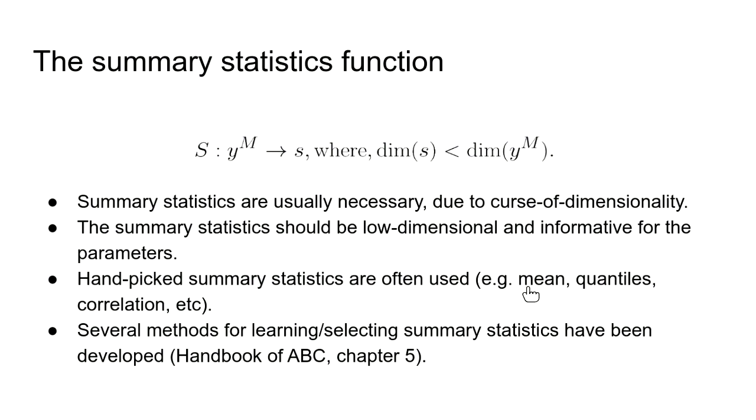Handpicked summary statistics are often used. This could be things like the mean, quantiles, correlations if we have time series, or other statistics that we, for some reason, think are informative of the data. Here we can usually use domain knowledge of the model that we are working with to figure out which summary statistics should be used. And then there have been several methods developed on the problem of learning and selecting summary statistics. The handbook of ABC has an entire chapter on this particular topic, discussing many different approaches other than the one that we will discuss today. So this is by no means a new problem.